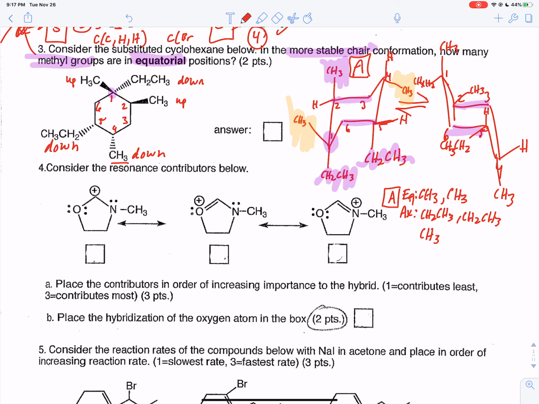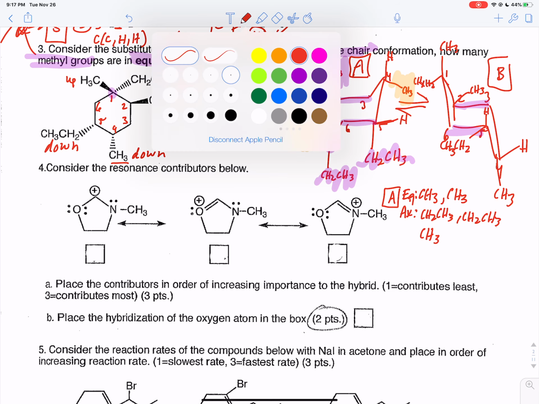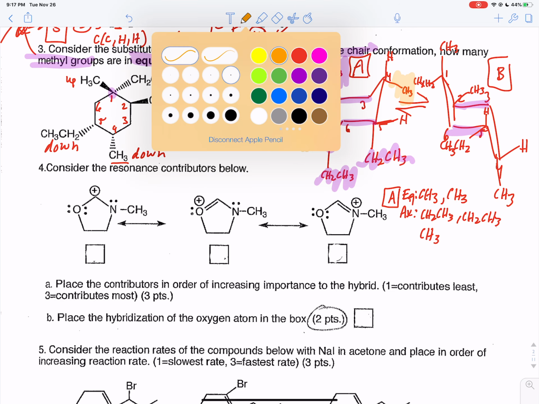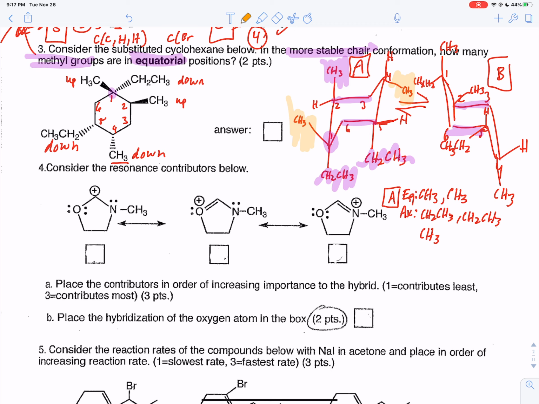Let's compare to the other chair conformation, the B chair conformation. Okay, and pay attention to what we have equatorial. So I labeled the equatorial stuff, what color? Orange. So orange, we got this ethyl group as equatorial. We have this ethyl group equatorial. And then we have this methyl group equatorial, right?